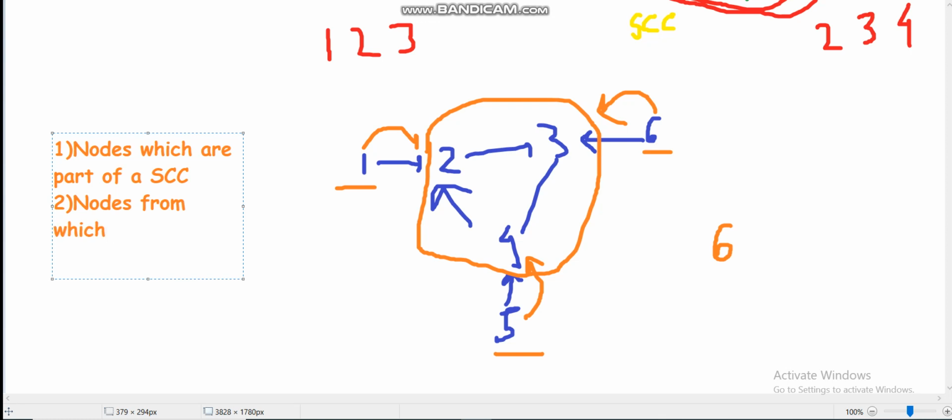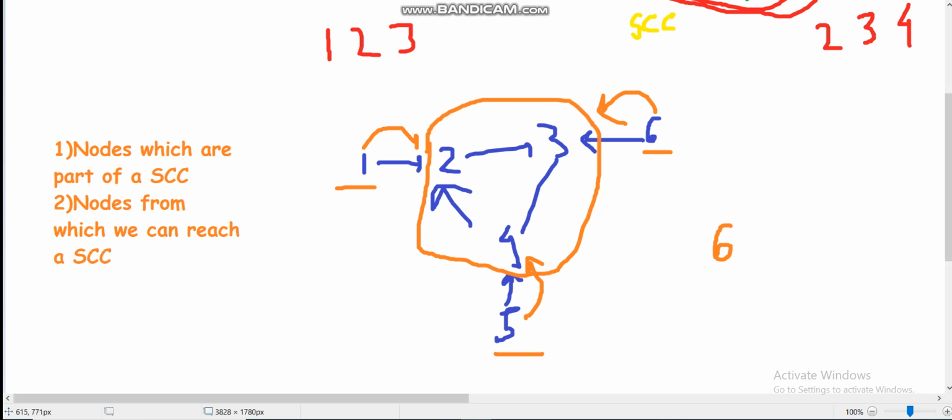Okay, reach an SCC. Any SCC, if we reach any SCC from a node, then our answer will be yes. So I hope you know what the algorithm is. You can use any algorithm, Kosaraju algorithm or Kahn's algorithm, to find SCC. Now after finding SCC, what will we do?